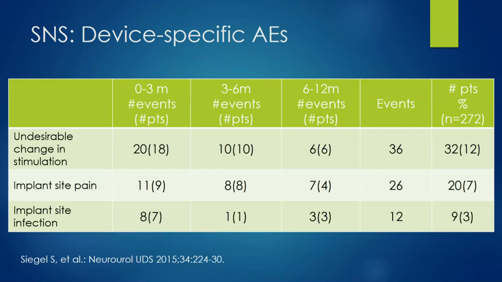If we concentrate on this side, basically an undesirable change in stimulation, there were 36 events in 32 patients, which was 12% of the entire group she studied. 26 patients had implant site pain, and we'll talk about that, which was 7% of the entire 272. In other words, they were reported at different time points by these 20 patients 26 times. 9 had site infection. That's 3%. That's a pretty big deal, though, because that means the whole thing has to be explanted.